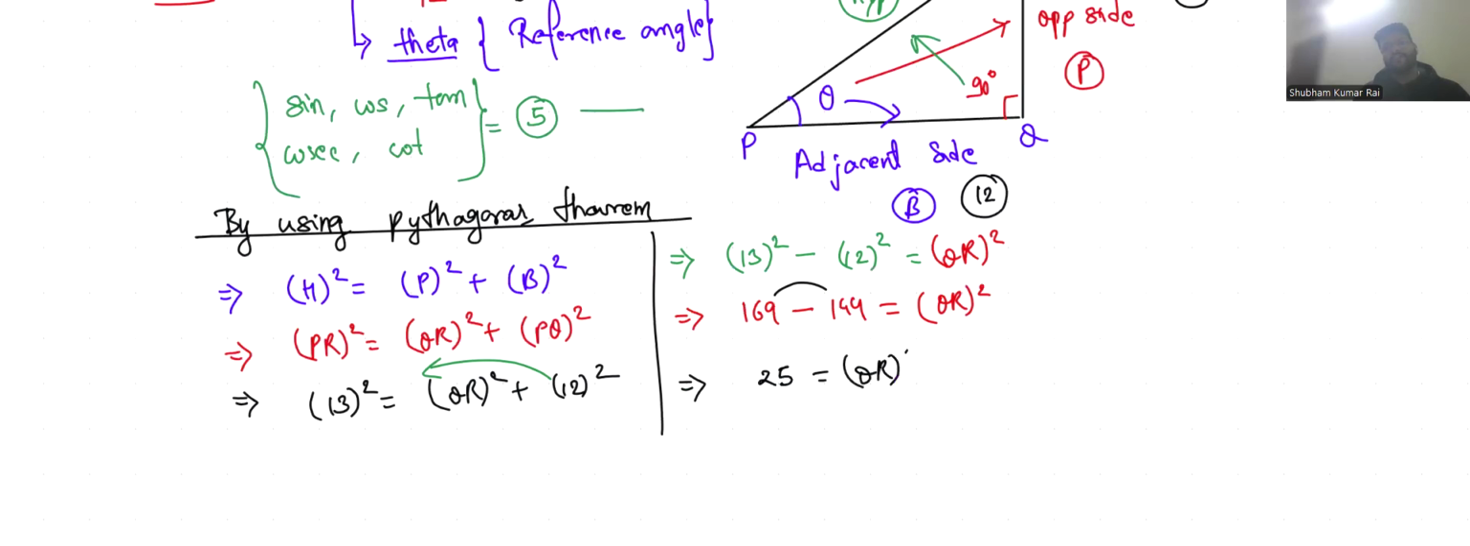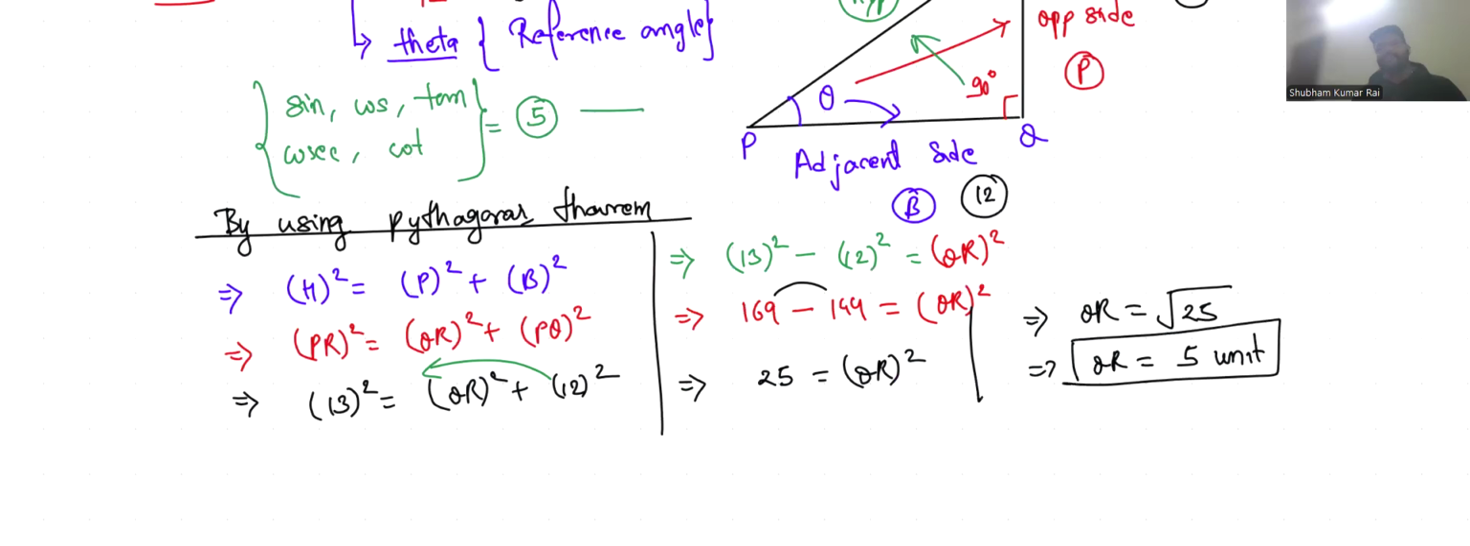And we know that whenever the square is shifted to the other side or transposed, it becomes root. So it will be root of 25. And what is the root of 25? It is basically 5 unit. Always remember to write the unit. If meter, centimeter is there, then it's good. If it is not there, you need to just write the unit as unit. That's the most important thing. Otherwise, half 1 mark will be deducted from it.